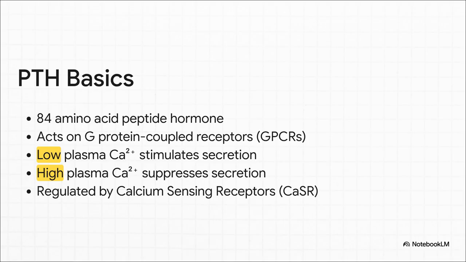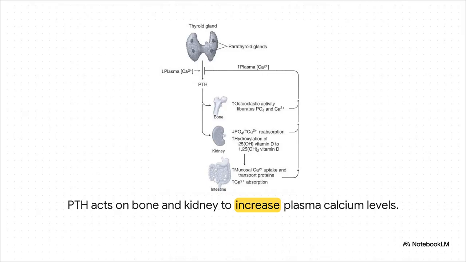And check this out, there's a cool clinical tie-in. A drug called cinacalcet is a calcium mimetic. It actually mimics calcium, tricking these CASRs into activating to shut down PTH secretion, which is really useful for treating conditions like hyperparathyroidism. So what happens when PTH gets released into the bloodstream? Well, it acts on 3 main targets to get plasma calcium levels back up. First, it has a really fast effect on the kidneys. It tells them to reabsorb more calcium and at the same time get rid of more phosphate.